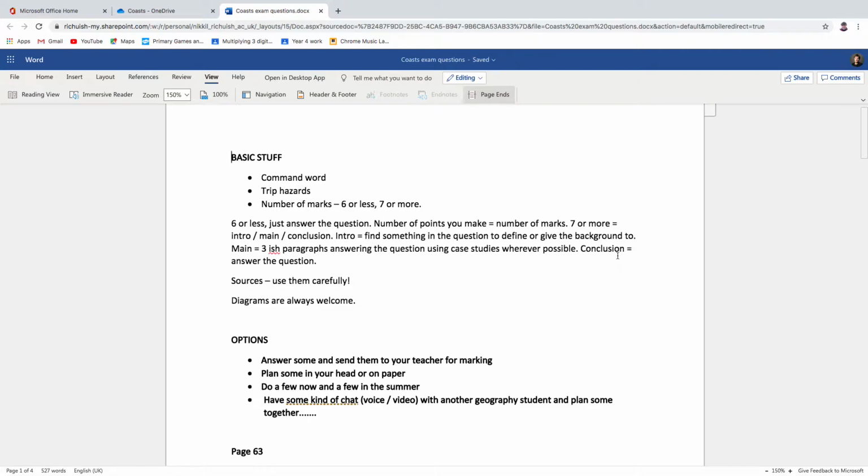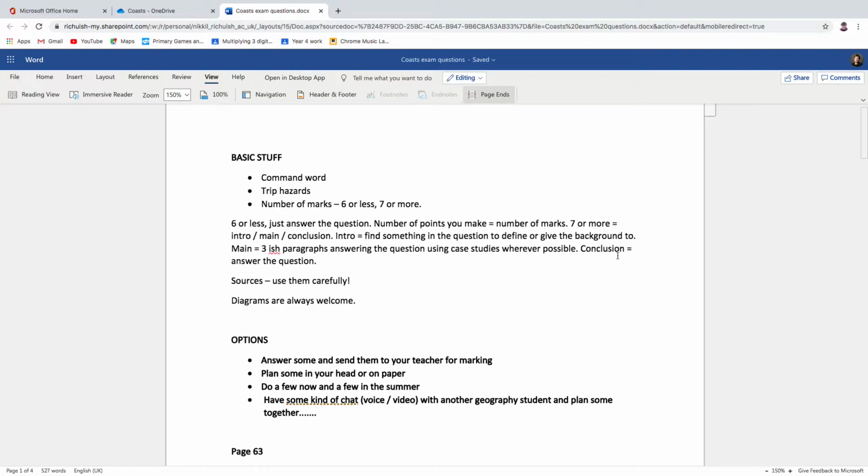Trip hazards. I'll pick up on these as we go through. Trip hazards are things that could catch you out if you're not careful. So for example, let's say there was a question about coastal processes and you only talked about one process, you're going to limit the number of marks you get because you're not talking about processes. So it's little things that could just trip you up if you're not careful.